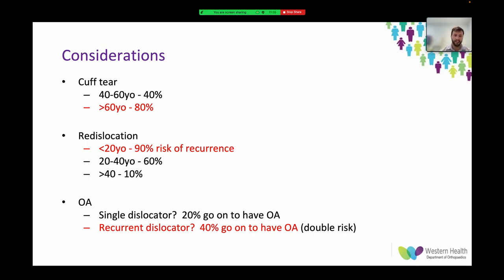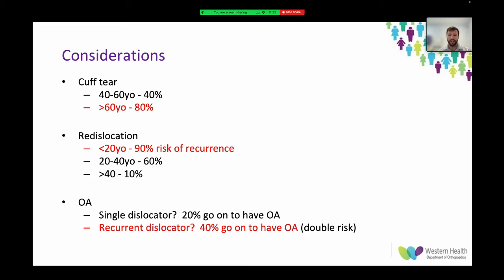Beneath this are concerns less about cuff tear and more about recurrent instability. Recurrent instability has a 90% risk of recurrence if you're less than 20 at the time of your first dislocation. And if you're between 20 and 40, that figure's about 60%. If you're over 40, then again, your problem's most likely to be a cuff tear rather than recurrent instability.